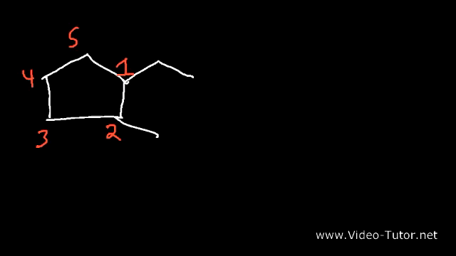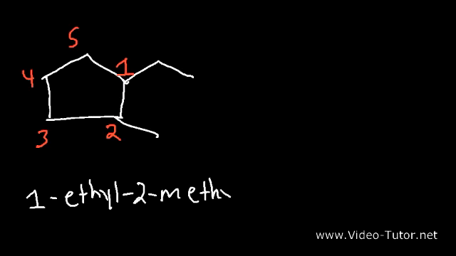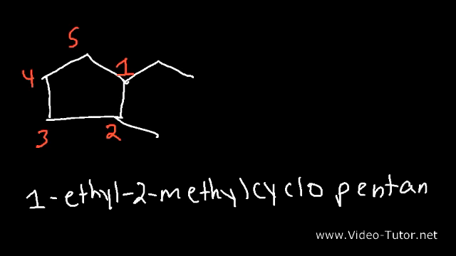We have 5 carbons in a ring, so we know it's a cyclopentane ring. So this is going to be called 1-ethyl-2-methylcyclopentane. You will always need a dash to separate a number and a letter. And if you have 2 numbers, you can separate them by a comma.